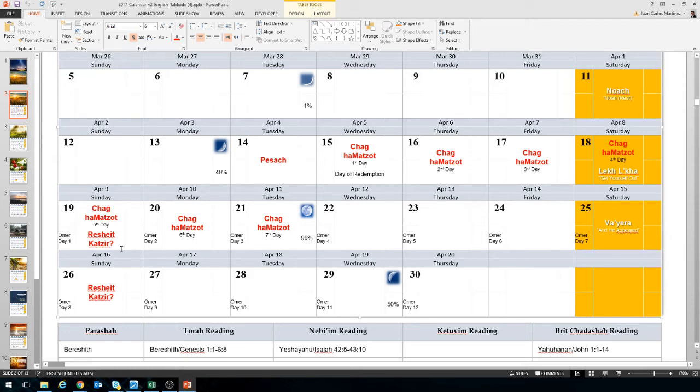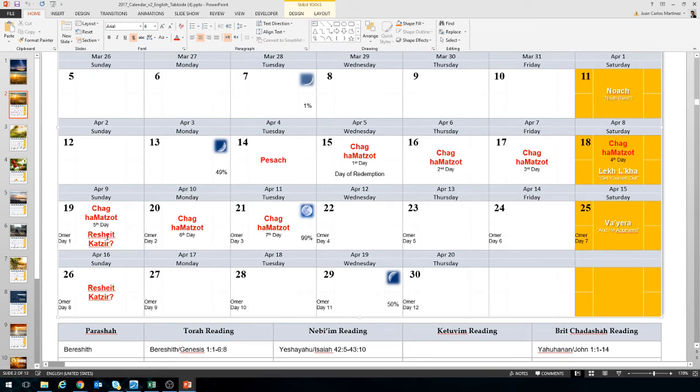That basically means that Reshit Katsir needs to be celebrated on the day following the first Shabbat during the Feast of Unleavened Bread, Chag HaMatzot. So if you see here that Chag HaMatzot starts on the 15th, the first Shabbat is on the 18th, so that means that Reshit Katsir should be celebrated on the 19th. So that's why I put this first option over here.